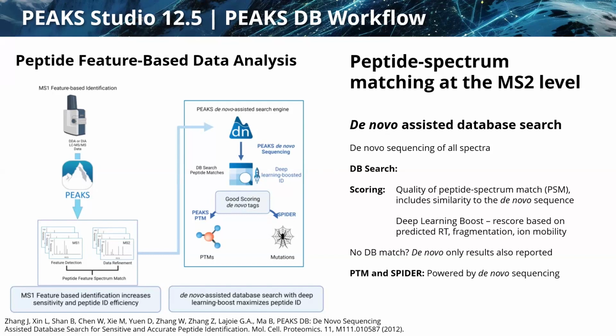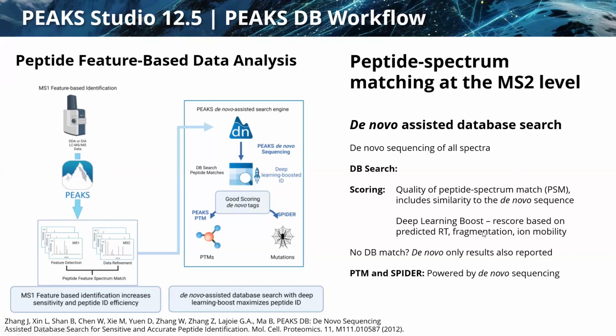One of these other features I want to bring up quickly while we're talking about this workflow is the deep learning boost. This is a newer option. We introduced it in PEAKS 11, the deep learning, where we will rescore peptides based on predicted retention time, fragmentation patterns, and ion mobility for a particular peptide. If your peptide spectrum match really follows that prediction very well, it'll get a score boost, and then the score will be lowered if it doesn't match it very well. And so that's just another thing that goes into the scoring. For the DDA workflow, this can be turned on or off if you find it doesn't really work well for your application.